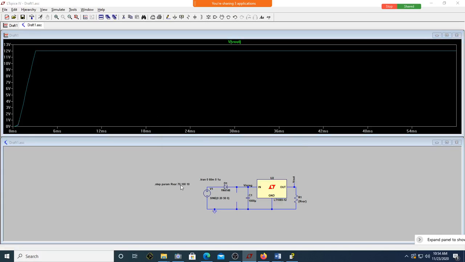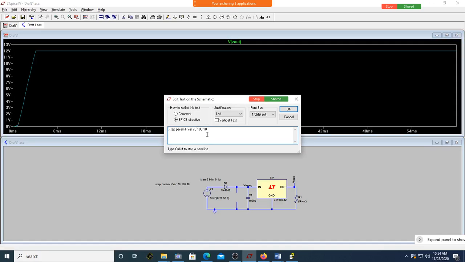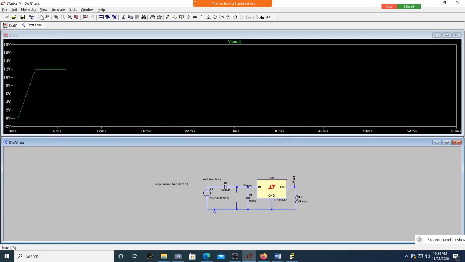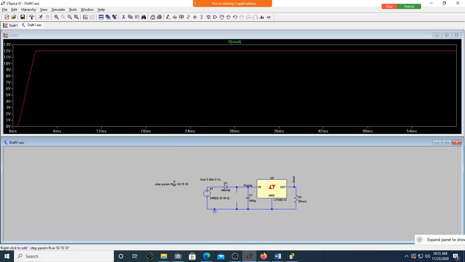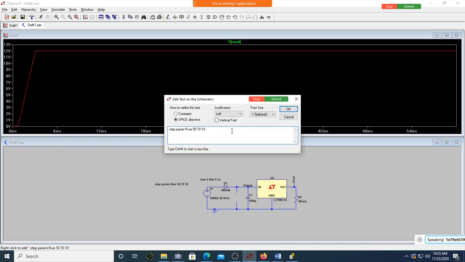So I'll make it from maybe 50 to 70. Can you see 50, 70 also the same? Meaning, if it is 50 ohm, what is the current that you are drawing? It is 12 volt by 50. Correct? I will change this to 30 to 50.